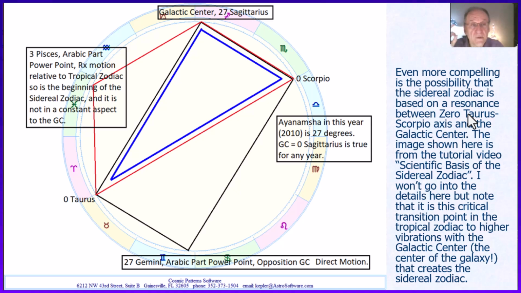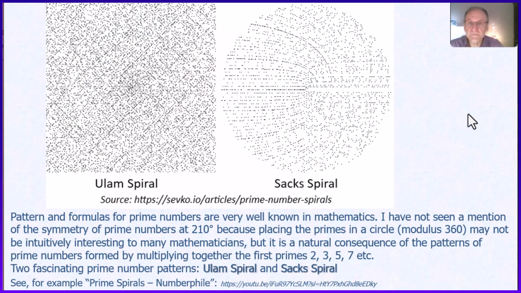My point is Zero Scorpio becomes not only interesting mathematically, but it implies certain things that become useful for understanding how astrology works and what the sidereal zodiac actually is in a consistent, internally consistent way that doesn't have all the cognitive dissonance and unexplainable details that other theories have. Now, I want to mention this.